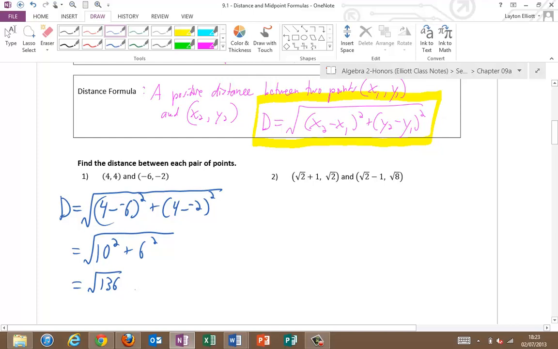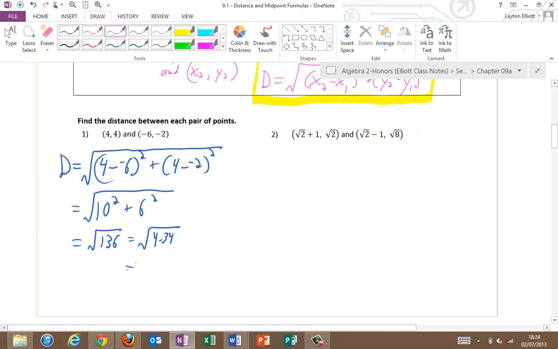136, if I look at the last two digits, I know I can take out a 4. That factors into a 4 and a 34. Let's write it like this. So I get 2 times the square root of 34.